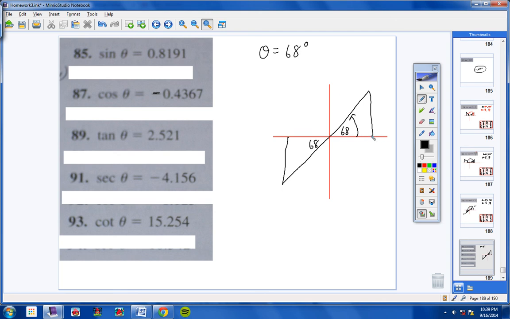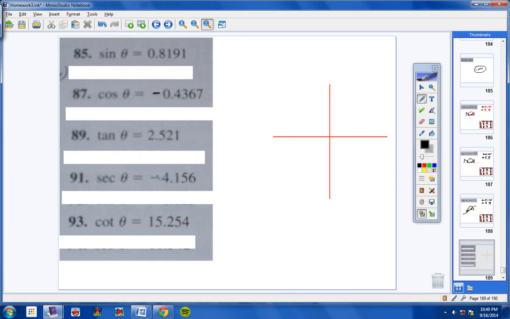And then we start here and we rotate 180 plus 68 more. And 180 plus 68 is 248 degrees. So the other answer would be 248 degrees. Okay, let's take a look now at number 91. Number 91, and let's see, secant of theta equals negative.